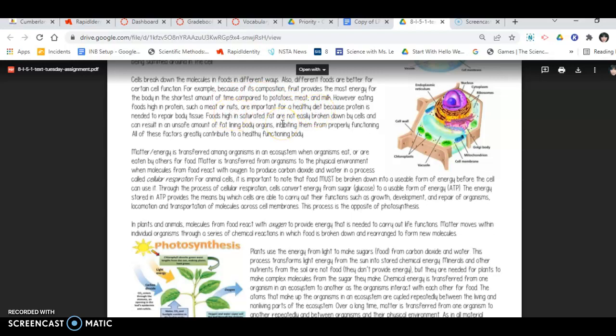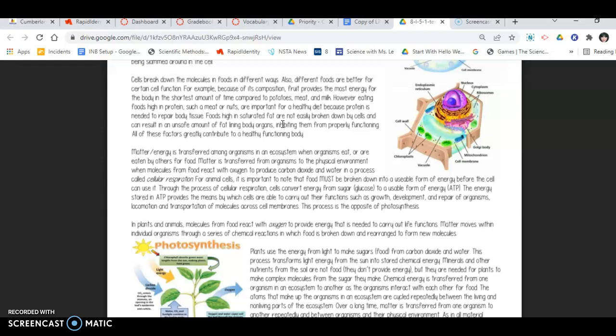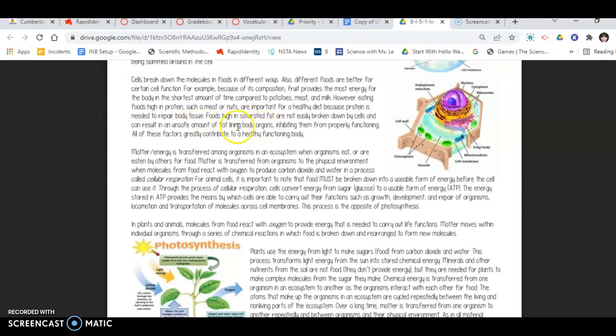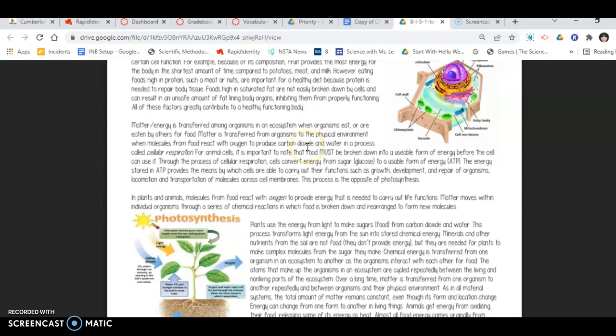Foods high in saturated fat are not easily broken down by cells and can result in an unsafe amount of fat lining body organs. This is not a good thing because it can cause heart attacks, right? Inhibiting them from properly functioning. All of these factors greatly contribute to a healthy functioning body.